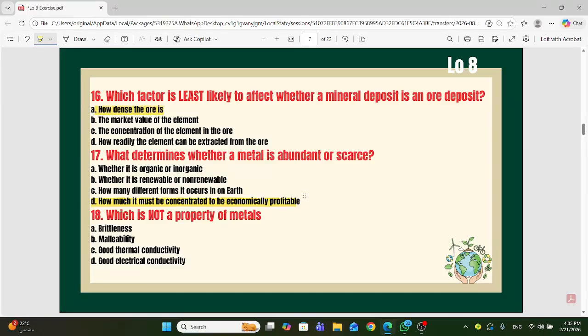طيب بعد كده which isn't a property of metals؟ إيه اللي مش property بتاعت الميتالز؟ هتبقى brightness ولا malleability ولا thermal conductivity ولا electrical conductivity؟ هتبقى إيه؟ brightness.